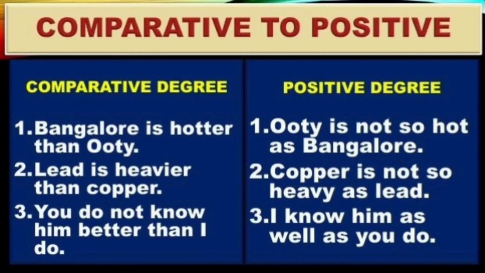Here are 3 examples. The first one, Bangalore is hotter than Ooty, which is in comparative degree, becomes, as usual, we have to divide the sentence into 4 parts. First part is Bangalore, second one is "is", third one "hotter than", and the fourth one Ooty. So as usual, the fourth part is brought to the beginning of the sentence. Ooty is not so hot as Bangalore. We can write "so hot as", or we can also use "as hot as".